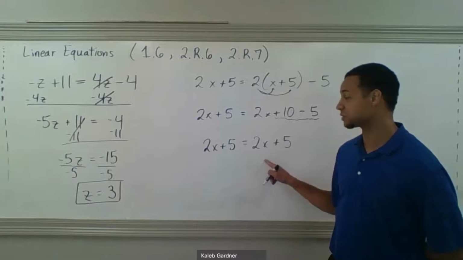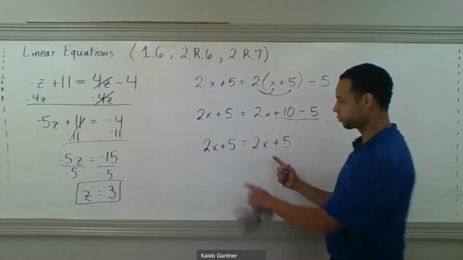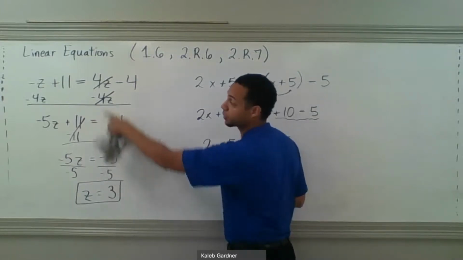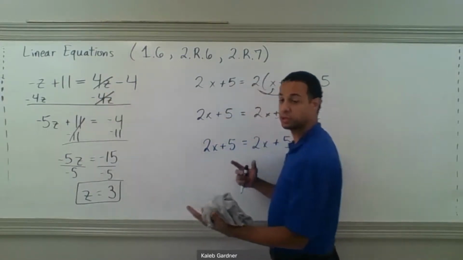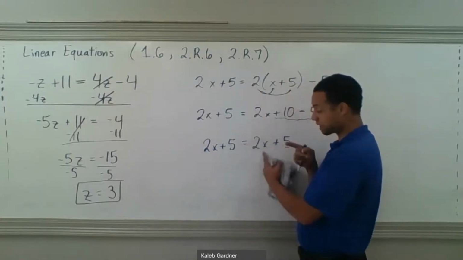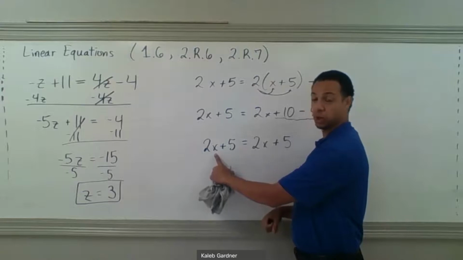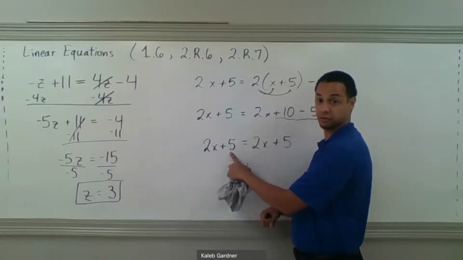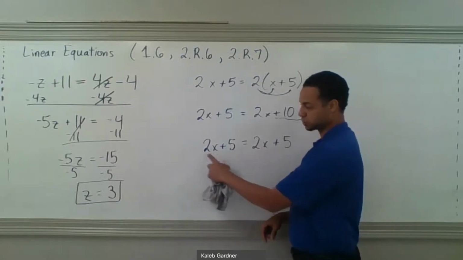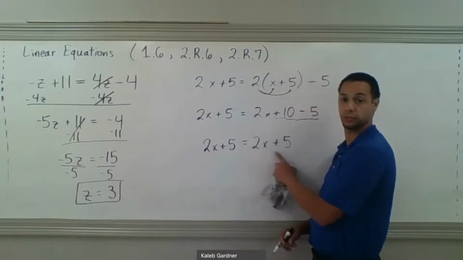What that means is it doesn't matter what we plug in for x, we'll always get a true statement. Let me explain. If we put 0 in the place of x, 2 times 0 is 0, plus 5 is 5. Same thing happens here, we're going to get 5 no matter what. If we put 1 in here, 2 times 1 is 2, plus 5 is 7. Same thing here, 7 equals 7. If we put 2 in here, 2 times 2 is 4, plus 5 is 9, and the other side is also 9.